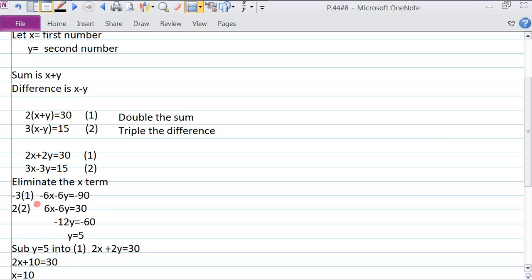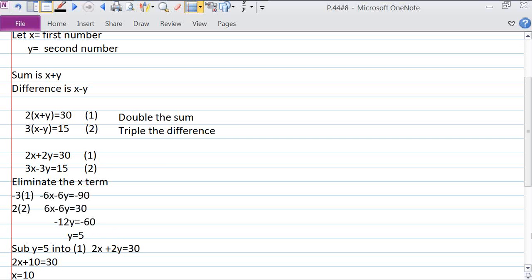Okay, so I've eliminated the x term by making these the same size but different in sign. Now these ones are the same sign but they're not different in y, so they don't eliminate. Minus 6y and minus 6y gives me minus 12y. Minus 90 plus 30 equals minus 60. And when I divide this by minus 12 and this by minus 12, I get y equals 5.